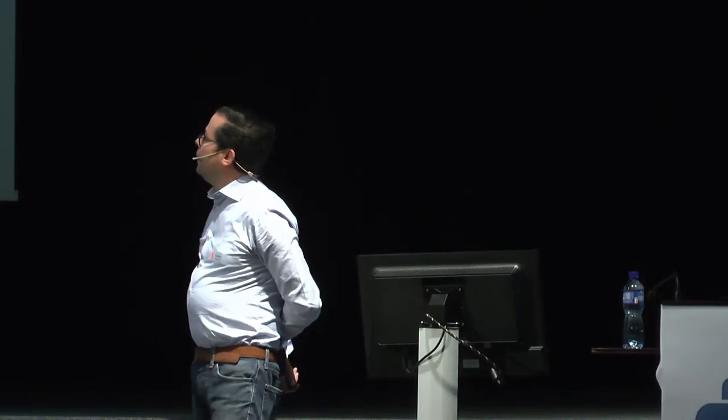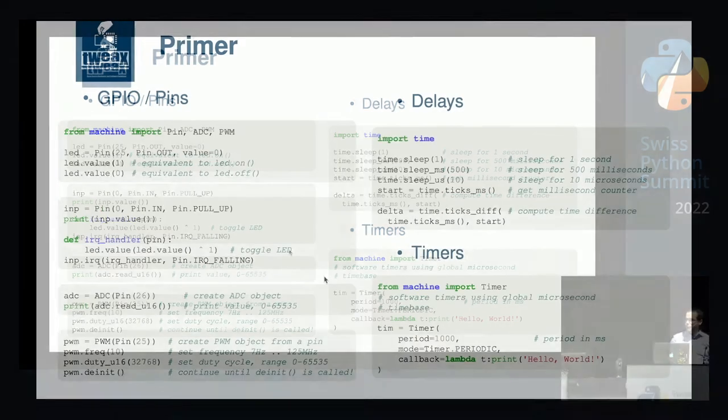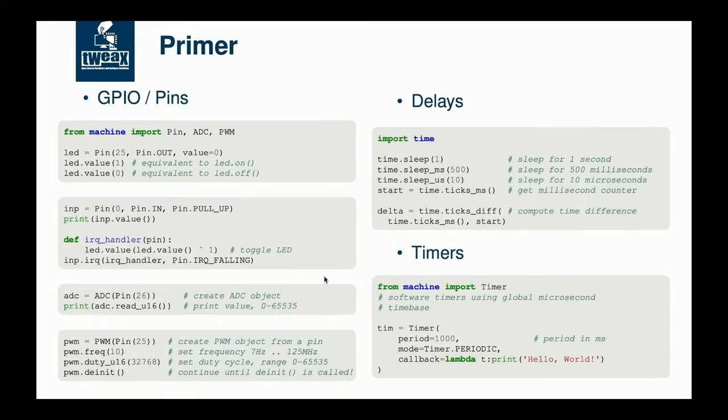Regarding the ADC, again, you just give it the pin, and then you can read the value from one of the ADC channels. Pulse width modulation, same thing. I put some functions regarding delays or tick functions if you want to time some routines. Here it is important to use the helper functions that come with time, because the values these tick functions return are really dependent on the port that is used, and therefore you should always use the helper functions to deal with them.